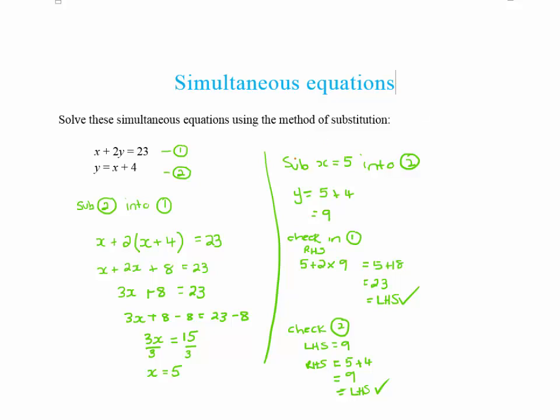Now, since they are both correct, we can just do our final statement over to the side. Therefore, the solution to the simultaneous equations, I'm just going to say the solution is x equals 5 and y equals 9. And it's these two answers that are the solutions to the simultaneous equations.